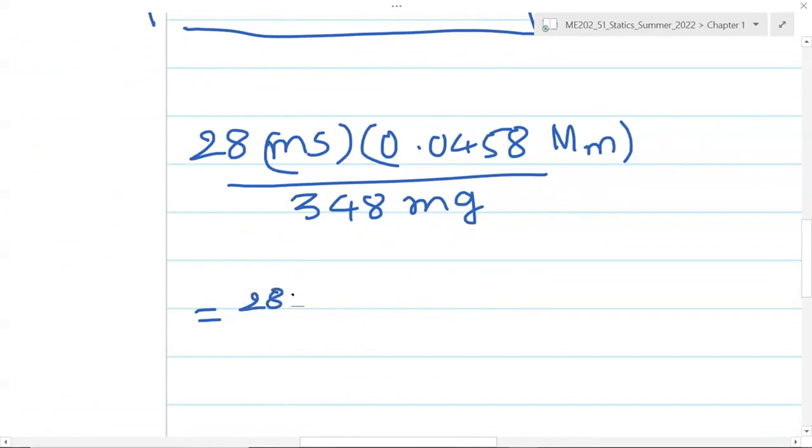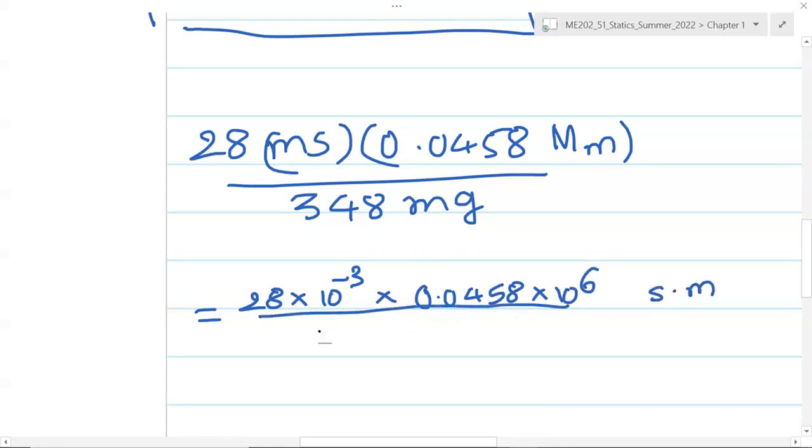So we convert millisecond into second by multiplying with 10 to the power minus 3. Okay, that's step number 1. Step number 2 is we convert 0.0458 into meters by multiplying with 10 to the power 6. So now we have seconds and meters in the numerator. At the denominator we have 348.